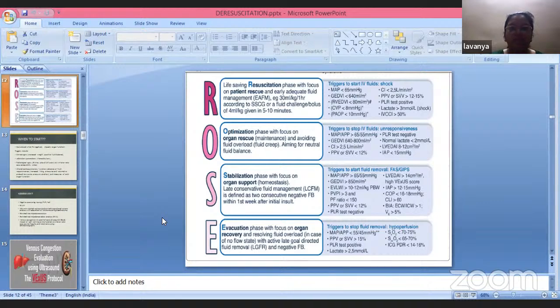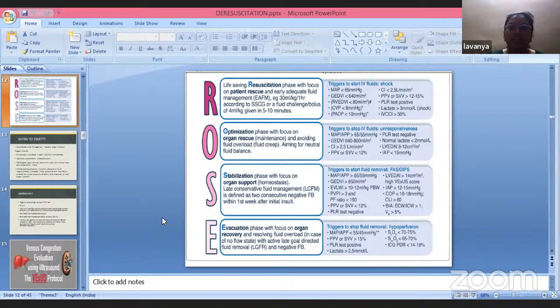So what we do here is early adequate fluid management. As per Surviving Sepsis guidelines, it is either 30 ml per kg per hour or a fluid challenge or bolus that is given at 4 ml per kg over 5 to 10 minutes. We have all extensively discussed what the hemodynamic goals are and what to achieve, and dynamic parameters and cardiac output based parameters are better.